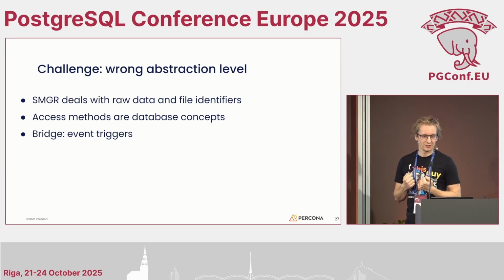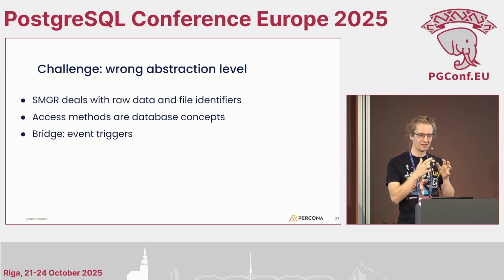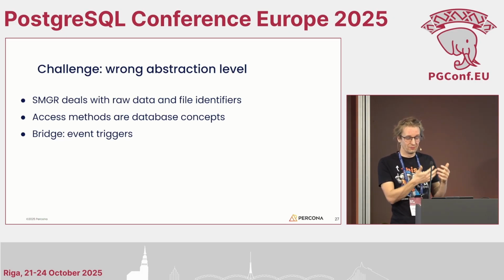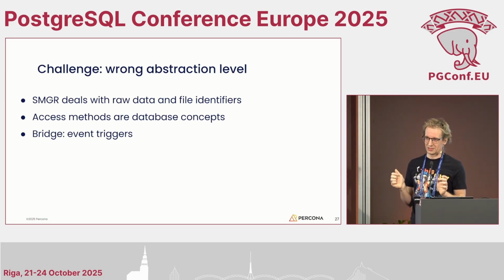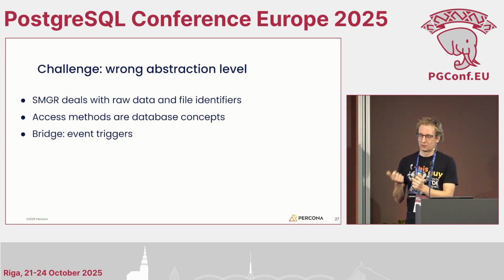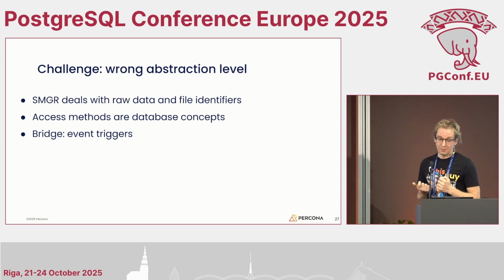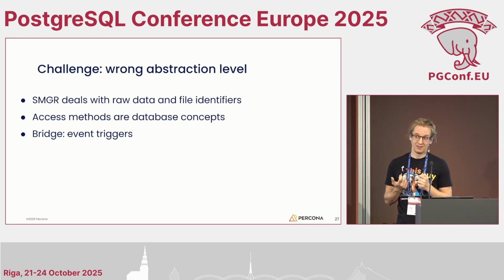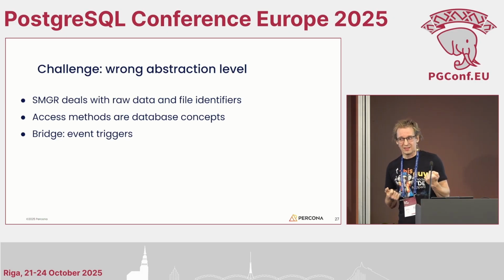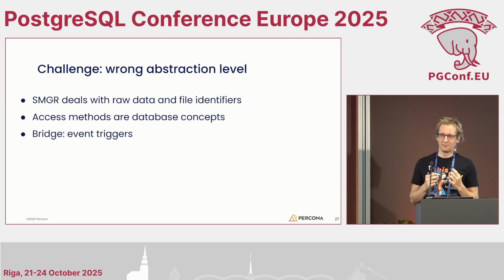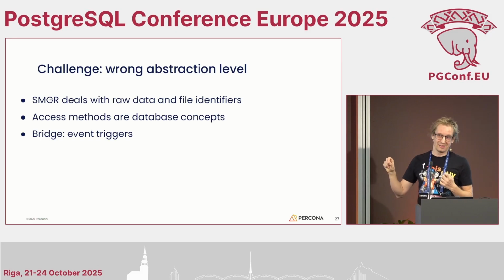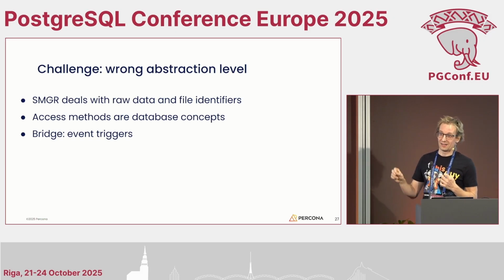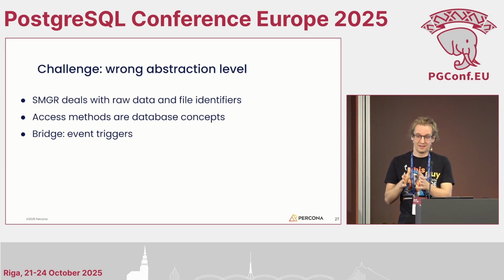Because with the table access methods, we had access to every database, to every information a database object can see. So we were able to make decisions based on that. But the storage manager works at the storage level. It doesn't know about database objects or anything at all. So we needed some way to decide if we have to encrypt a file or not, because we only know about files there, not tables. We had this file name.